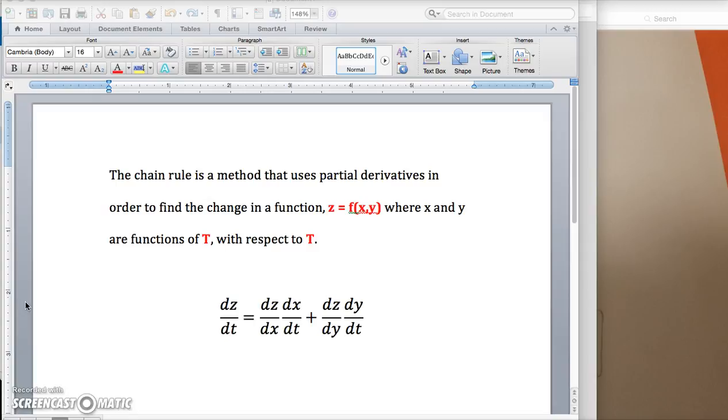The wheat production example showed the effect of rainfall and temperature on wheat production. So in this case, the rainfall would be your x variable, the temperature would be your y variable, and the wheat production would be your z. So in order to find the wheat production with respect to t, which in this example was time, we also needed our rainfall and temperature to be functions of t.